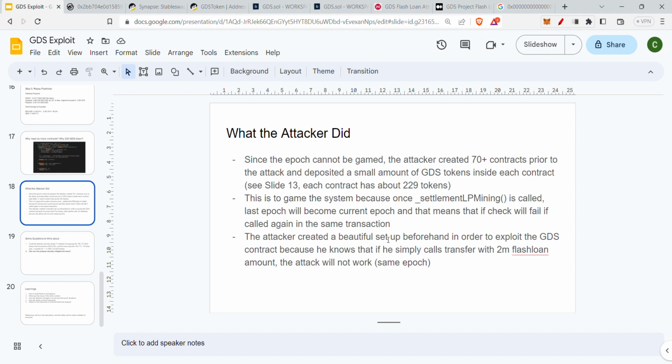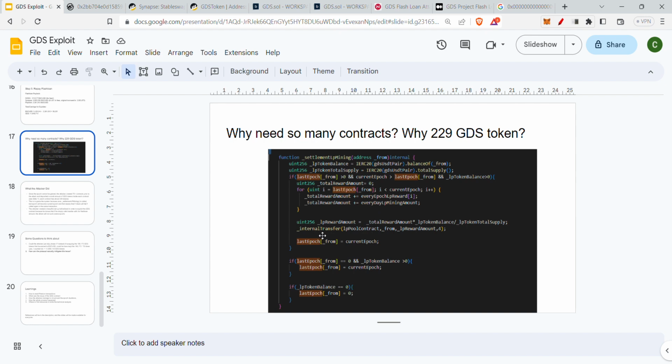Right? He actually set it up beforehand in order to exploit the GDS contract, because he knows that if he simply calls transfer with the 2 million flash loan amount, the attack will not work. So you get what he does, right? He creates 70 contracts. He deposited a small amount of GDS inside each contract so that the epoch will continue running. And then after that, he can safely call this to game these two lines, because the current epoch will be more than the last epoch.